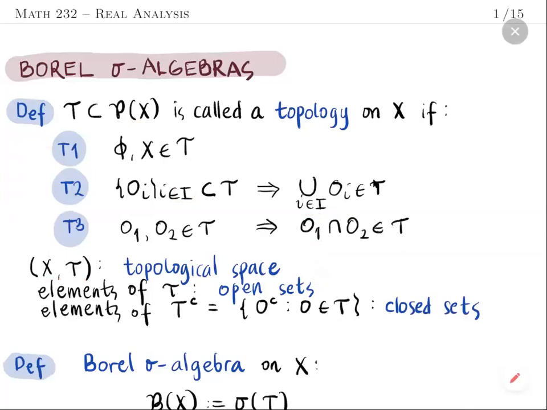The elements of a topology are called open sets, and the collection T complement, by definition the collection of all complements of elements in T, are called the closed sets. So therefore, the complement of an open set is a closed set, and vice versa, the complement of a closed set is an open set.